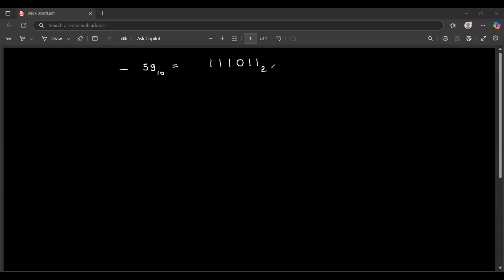So we can't say negative 59. This is equal to 59, the magnitude. Since this is a negative number, you have to use a 1 here. Then we have 111011, which means 6 bits. Here also you have to fill it with a 0. Then you can use 111011, and that's the answer.